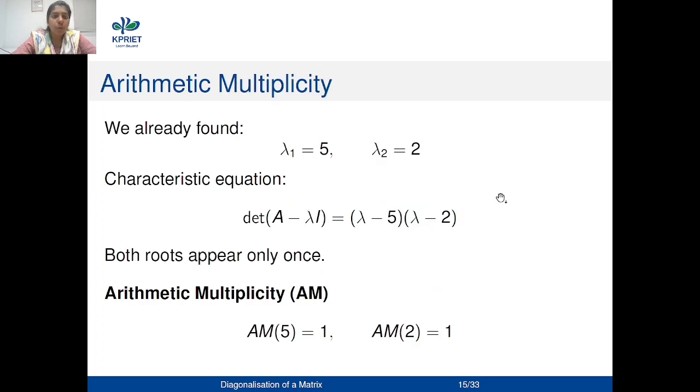Next, the main process is we have to check the arithmetic multiplicity and the geometric multiplicity for each and every eigenvalue. Now let us take the eigenvalue lambda 1 equal to 5 and lambda 2 equal to 2. Here in the characteristic equation, these two roots have come of degree 1, which means the arithmetic multiplicity is nothing but the number of times this root comes. So here the root 5 comes one time and 2 comes one time. So the arithmetic multiplicity of 5 and 2 is 1.